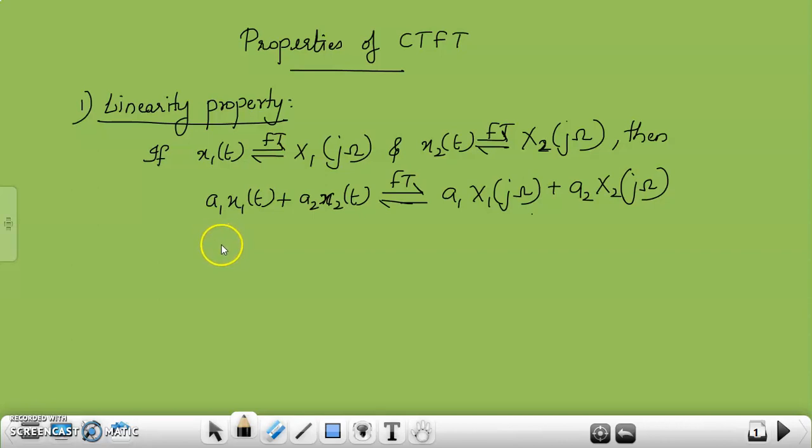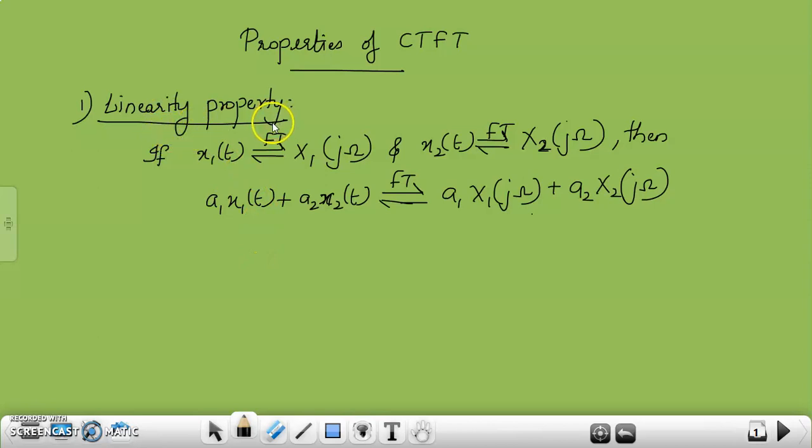Dear all, in this lecture we are going to study the properties of continuous time Fourier transform. So now you know what we mean by Fourier transform. What is the purpose of Fourier transform? We use it for analyzing the frequency domain representation of a signal, or for extracting the frequency components that are present in a continuous time signal. It has several properties.